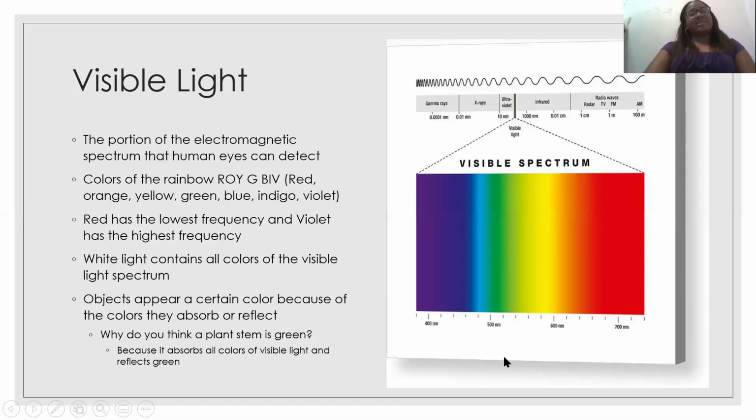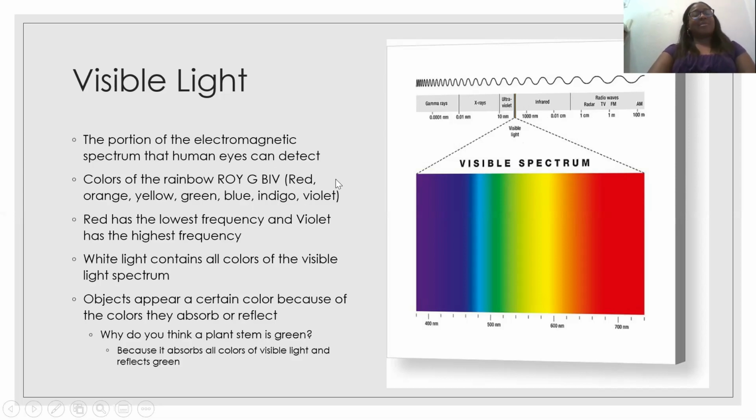Next, we're going to talk about the visible light spectrum. I have a little experiment at the end that you can also see for this. The portion of the electromagnetic spectrum that human eyes can detect is the visible light portion. And looking at the entire electromagnetic spectrum, it is this very small area right over here. Compared to the whole spectrum, we're not seeing very much.